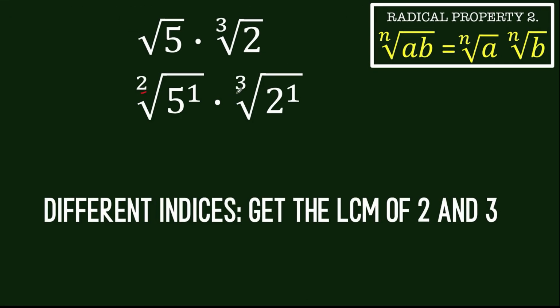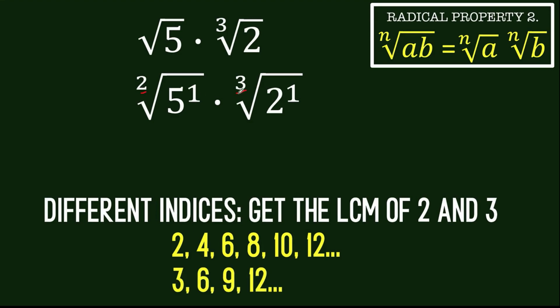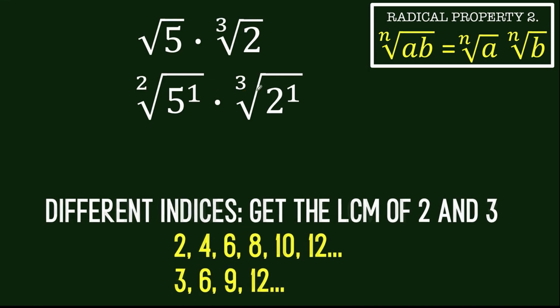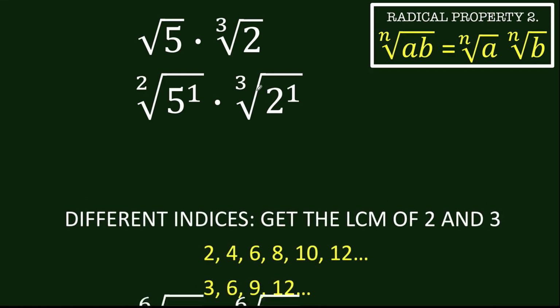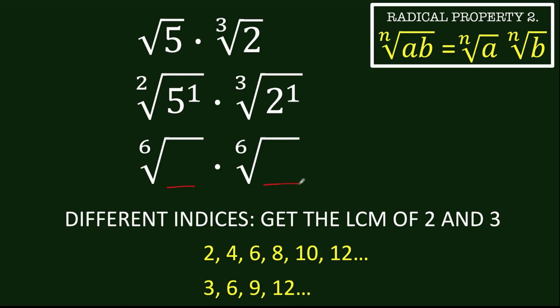The multiples of 2 are 2, 4, 6, 8, 10, 12, and so on. The multiples of 3 are 3, 6, 9, 12, and so on. We are only after the lowest common multiple. So 6 and 6 are common, 12 and 12 are common, but we want only the least, the lowest common multiple. So we want to convert these two radicals so that both of them are sixth root. Sixth root of something times sixth root of something. Now, how can we find what is the radicand?